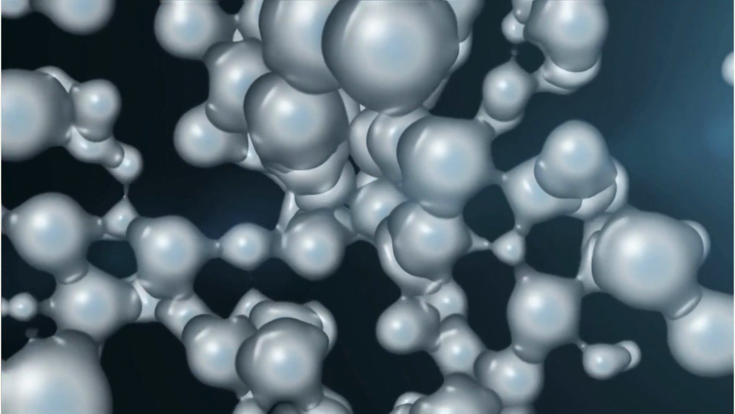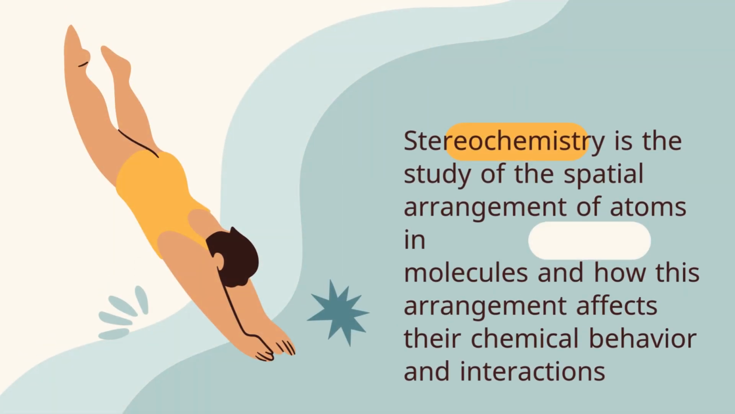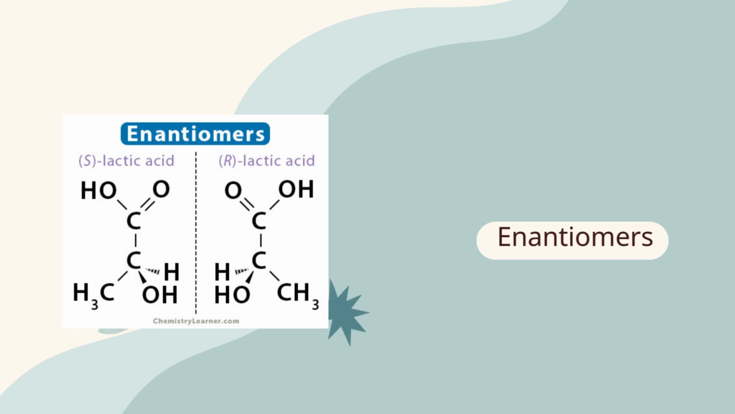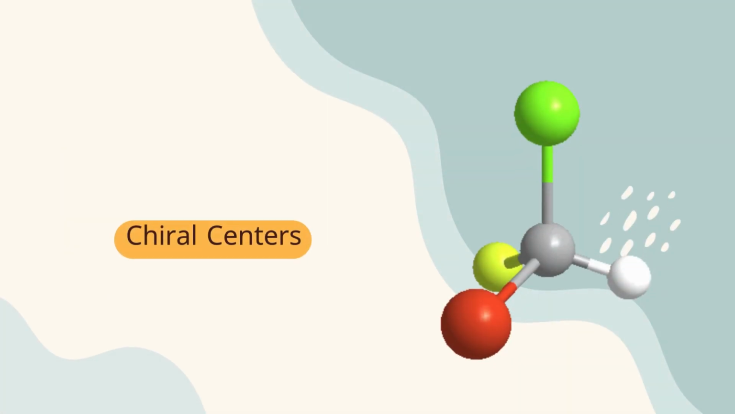Before we dive into epinephrine itself, let's briefly discuss stereochemistry. Stereochemistry is the study of the spatial arrangement of atoms in molecules and how this arrangement affects their chemical behavior and interactions. Key concepts include chirality. A molecule is chiral if it cannot be superimposed on its mirror image. Enantiomers. These are pairs of molecules that are non-superimposable mirror images of each other. Chiral centers. Atoms within a molecule, usually carbon, that have 4 different substituents, leading to chirality.